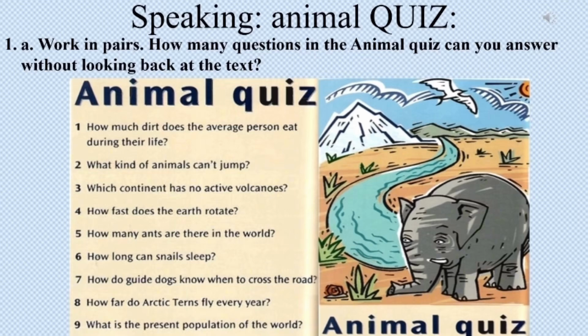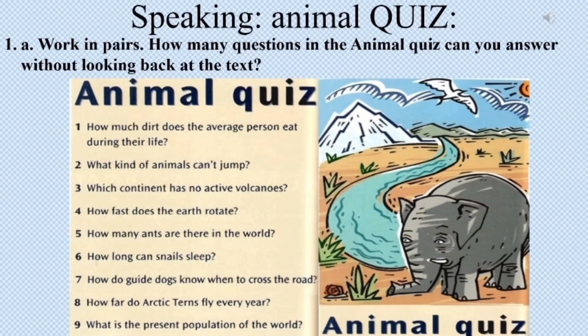Before we begin, can you think of one interesting or strange fact you know about animals? For example, I know that elephants can't jump. What about you?